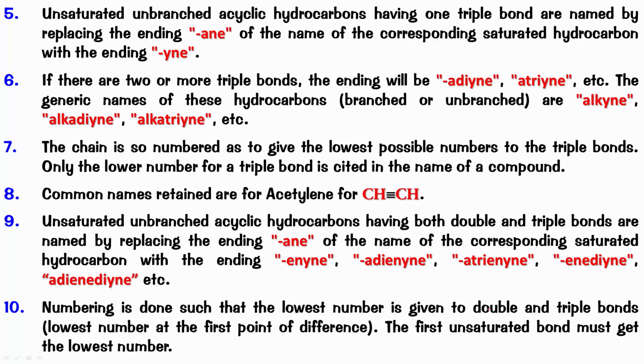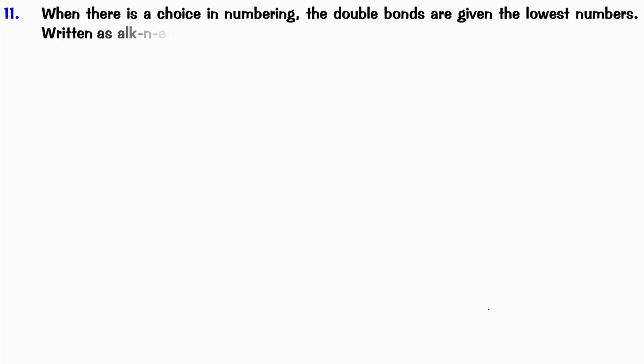So numbering is done in such a way that the lowest possible number is given to the first unsaturated bond. Now, in case there is a choice in numbering, that means either way you get the same thing, then you try and give the lowest number to the double bond. Double bond is given the preference. So when there is a choice in numbering, the double bonds are given the lowest numbers, written as alk-N-M-ine. So let's try this. Pause the video, number it, name it, and check.